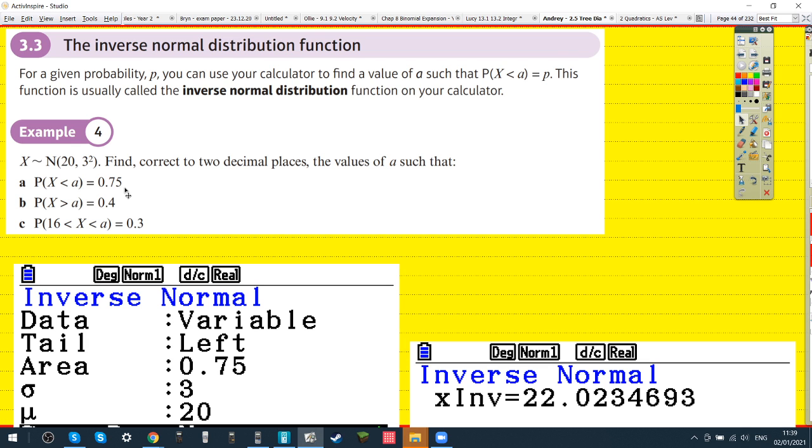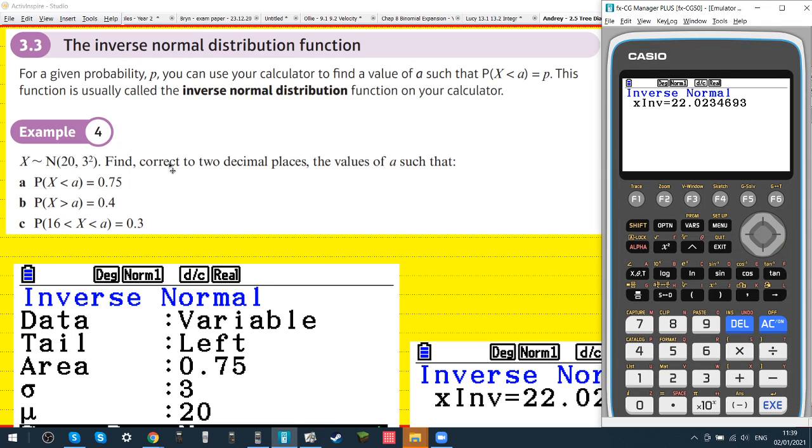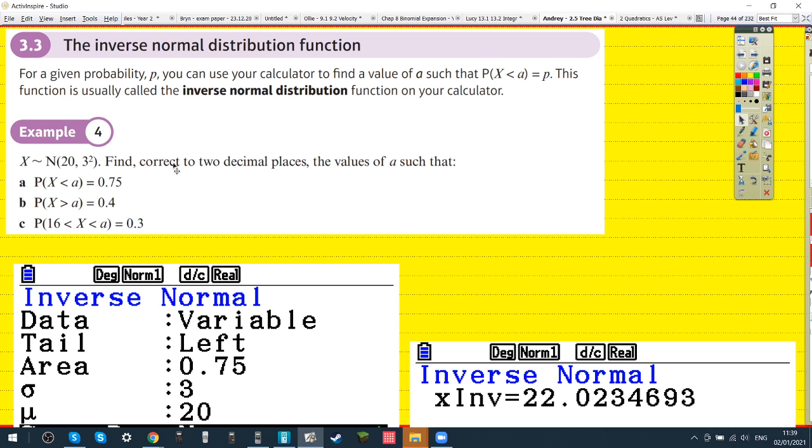So it's a bit like if you put in lower is 0, upper is 22. And it makes sense. The mean is 20. If it was a mean of 20, what's the probability of 20 or less? It would be exactly 50%. Here, what's the probability of 22 or less? It's going to be more than 50%. So in this case, 75%. So it's just working in reverse.